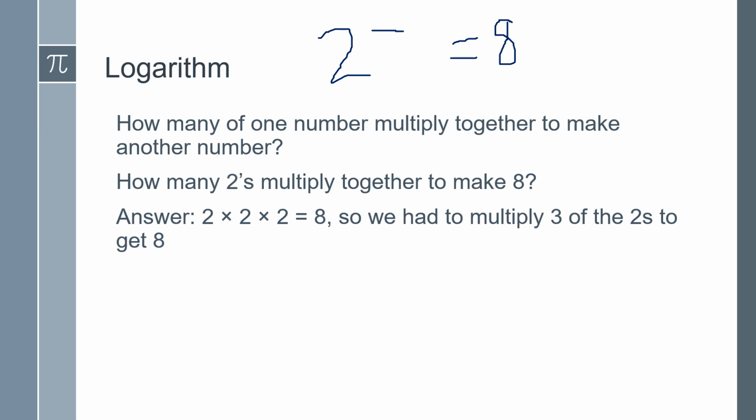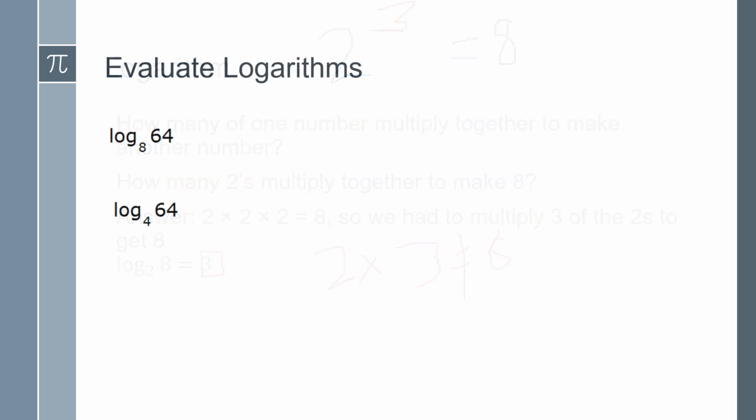Now be careful, because I know many of you like to say 2 times 3. I'm not saying 2 times 3 to give me 8. I'm asking you for repeated multiplication. How many times must 2 repeat itself, repeated multiplication, to give you 8? And the answer is 3. That's why we write it as log base 2 of 8, because you're trying to figure out how many 2's it took. You're trying to figure out that missing exponent. And once you get 3, that's it.